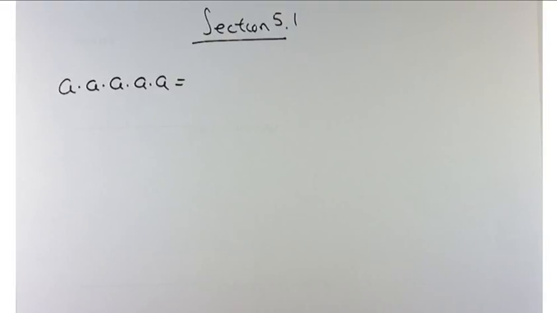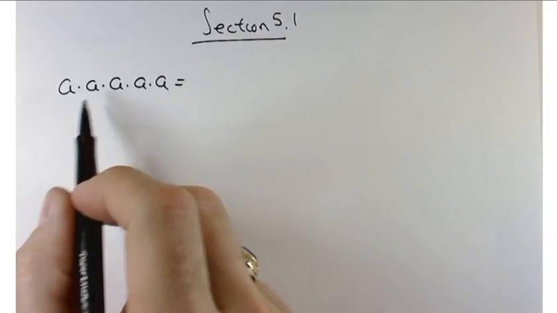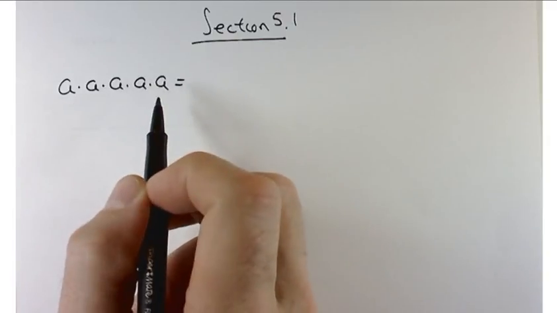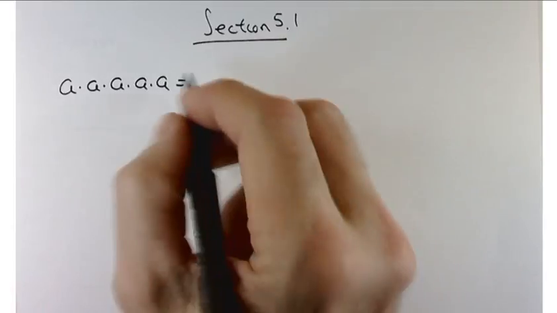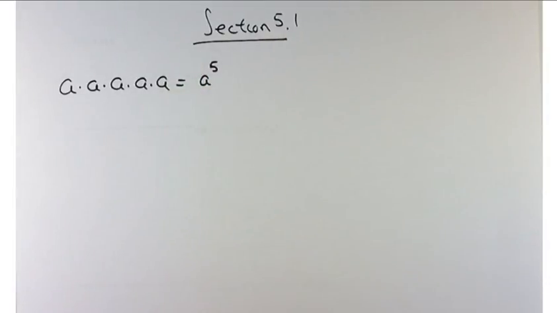So section 5.1 is going to introduce you to some rules for exponents. Now exponents are really a very friendly way to work with some things. Rather than write a times a times a times a times a, and you're really bored, the shorthand would be to write a to the 5th power. So that's a nice convenience.